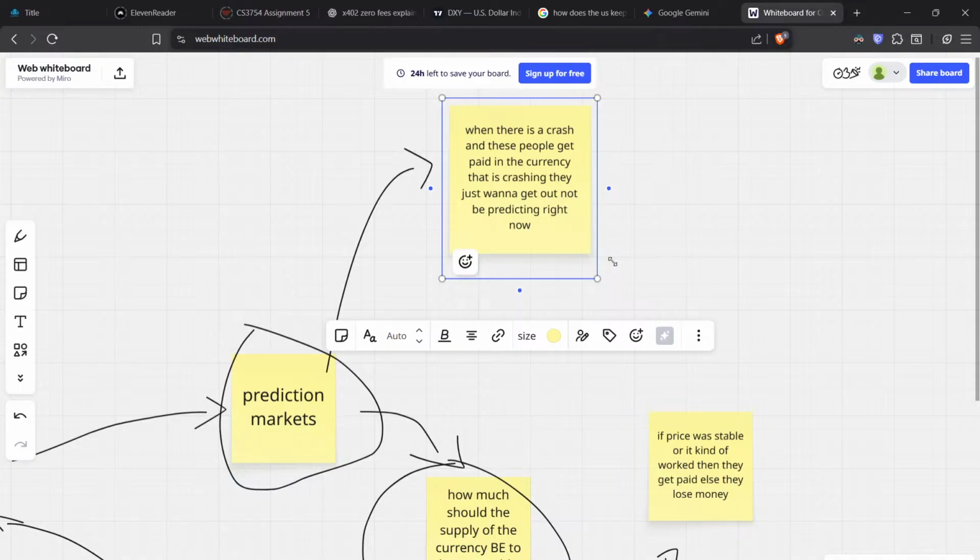They're going to be like, yo, this thing is crashing, I want to get my money out. So the problem with the prediction market is if you predict right, you get paid in the same token that's crashing. If you get paid in the same token that's crashing, you're basically screwed, because the value of that token is falling. So your money's worthless.